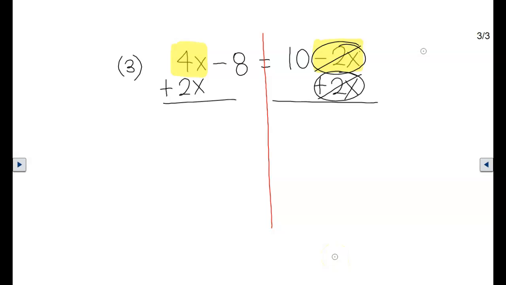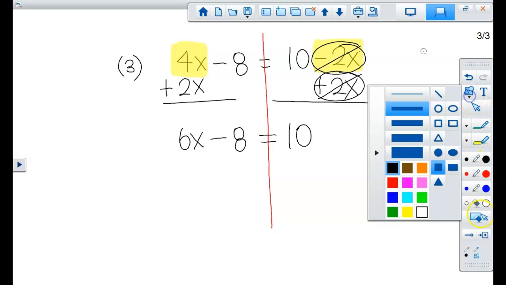So let's see what our equation is now. 4x plus 2x is 6x. Then we bring down a minus 8, and that's equal to a positive 10. So I know now that I'm back in two-step equation land.